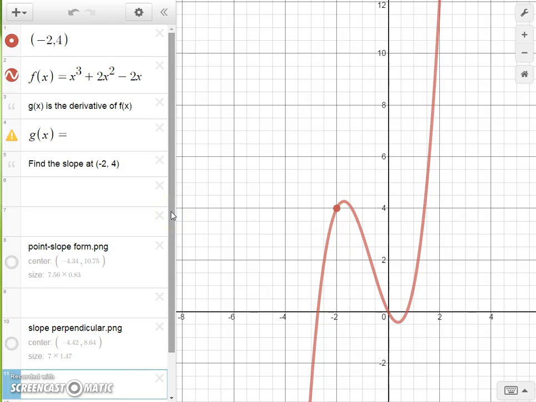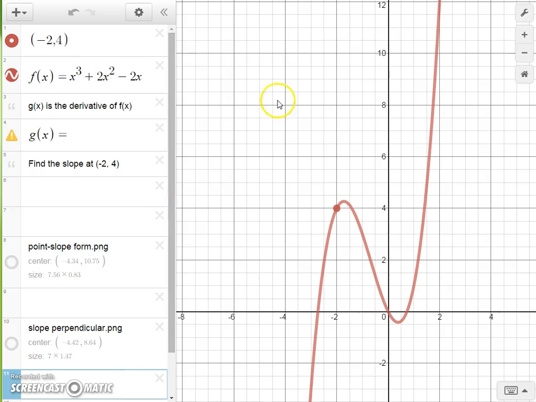Hi, in this video I'm going to show you guys how to find equations of tangent lines to a curve and also equations of the perpendicular line to the curve. Okay, now let's get started.